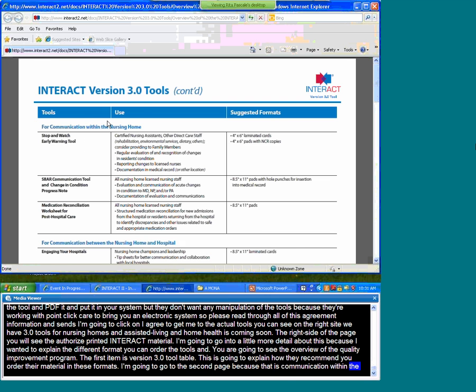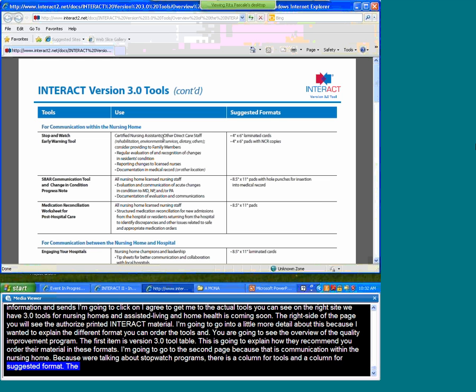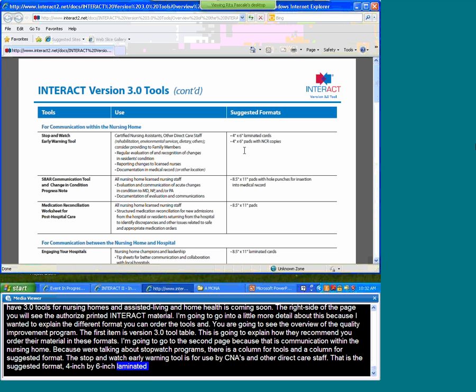and a column for suggested format. So the Stop and Watch early warning tool is for use by CNAs and other direct care staff. And that suggested format is 4 inch by 6 inch laminated cards. The aide can write on the card and give it to the nurse. And then when that communication is complete, it can be wiped clean and used again.